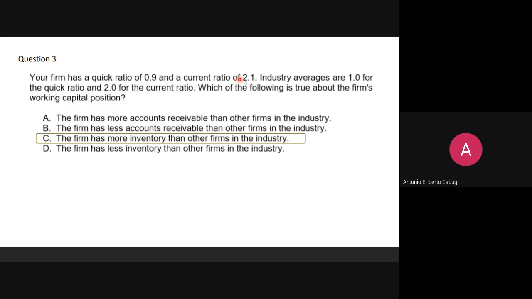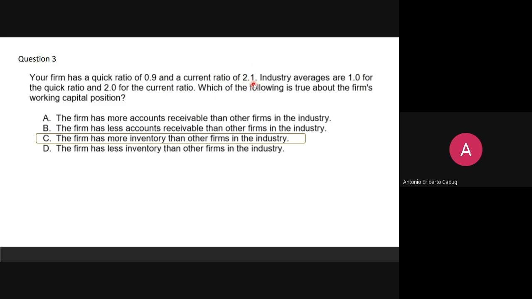But if you deduct 2.1 by 0.9, 2.1 minus 0.9, the difference is 1.2. Okay, that difference can be attributable to inventory. So we're going to make an assumption here that whatever difference that you see between the current ratio and the quick ratio, it can be attributed to inventory. So, ang pinagkaiba ni current ratio sa quick ratio, inventory. No? Sabihin na natin ganun lang. Assume natin immaterial yung prepaid expenses.